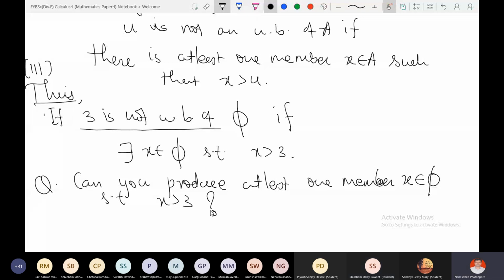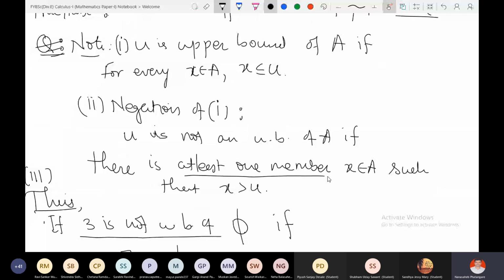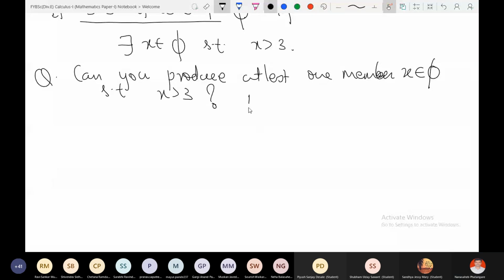No. So there is no counterexample to this. When we believe that U is not an upper bound, you must be able to produce one counterexample. Can you counter the statement that U is an upper bound? Can you produce a counterexample, an element for which this condition of upper bound fails? If you cannot produce such an element at all, then you have to believe that U is an upper bound. Am I right?